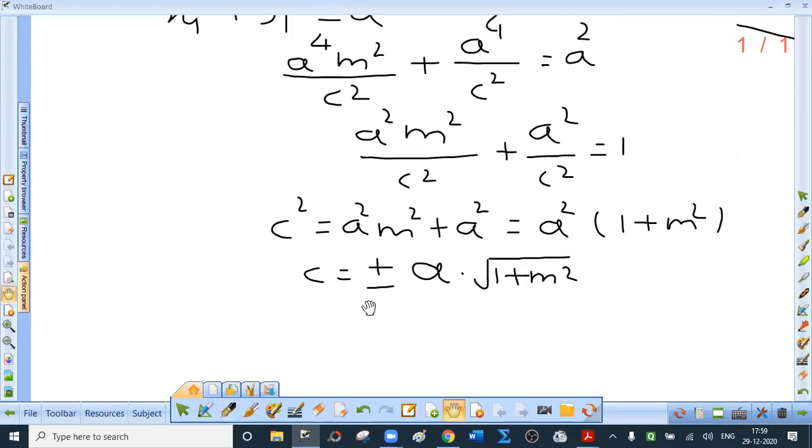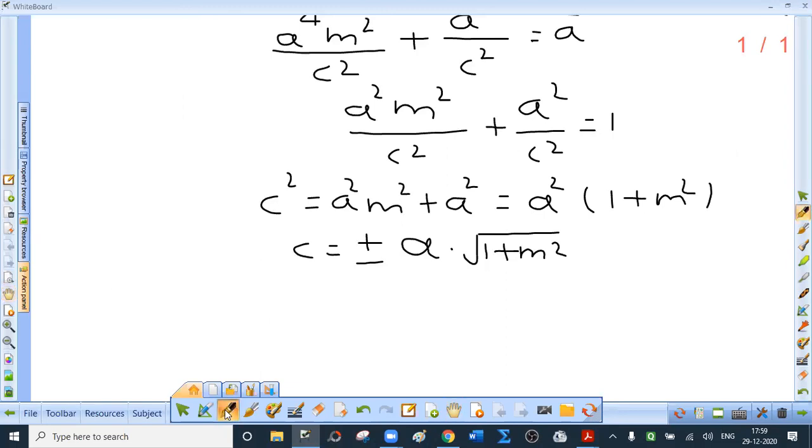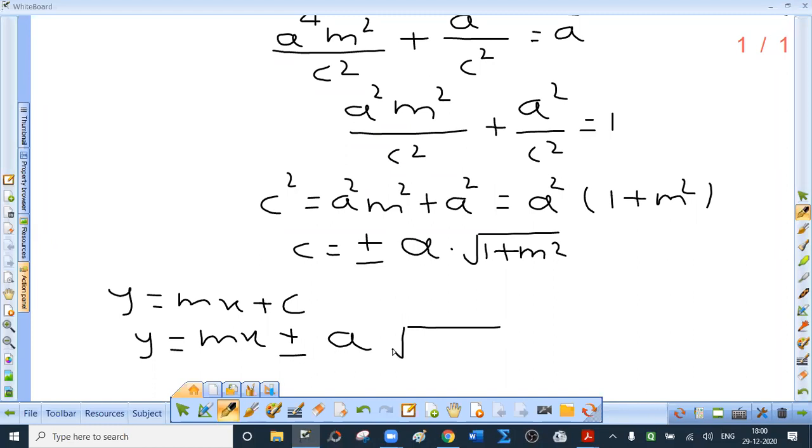Is that clear? So we have to say that line y equal to mx plus c is tangent to standard circle when c is either plus or minus a into root 1 plus m square. Can I say so? Equation of tangents to standard circle having slope m are y equal to mx plus minus a into root of 1 plus m square. So this is the second part.